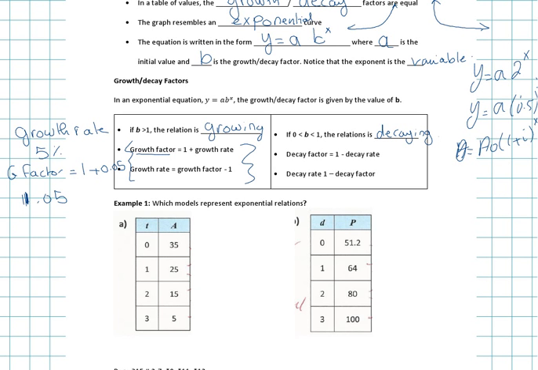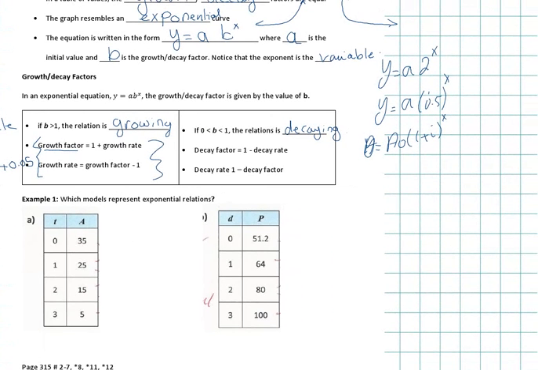When we have a decaying formula, how can I find the decay factor? 1 minus the decay rate, right? So let's say you have a car and it's depreciating by 5% every year, right? What is your decay rate? Your decay rate is 0.05. So in order to find the decay factor, you do 1 minus 0.05. And then if you want to find your decay rate, just do 1 minus your decay factor, which is going to be 0.95.